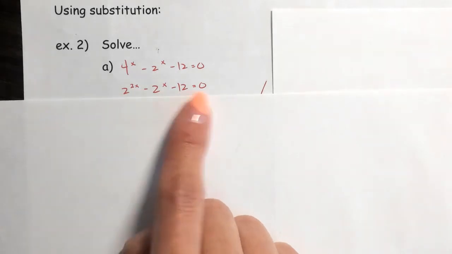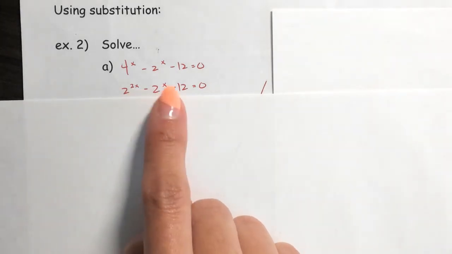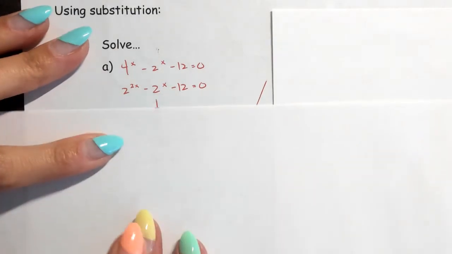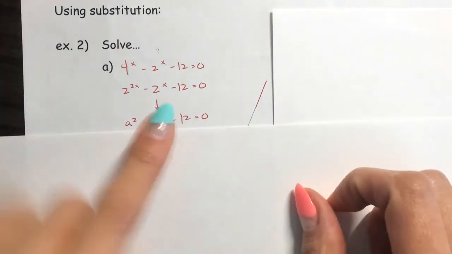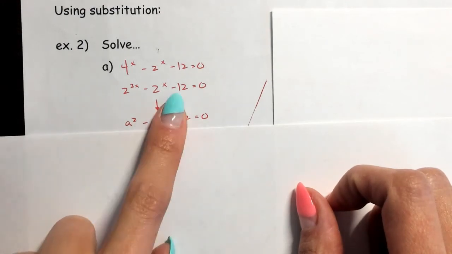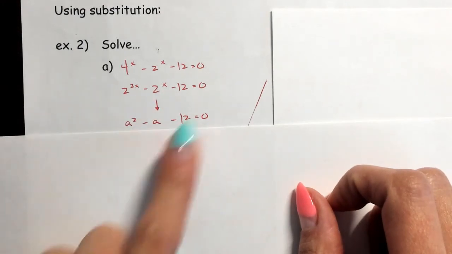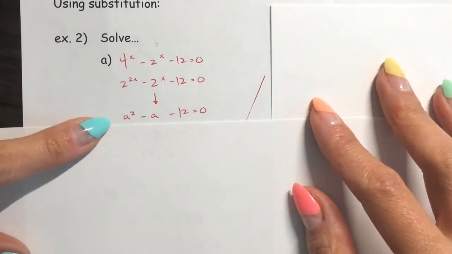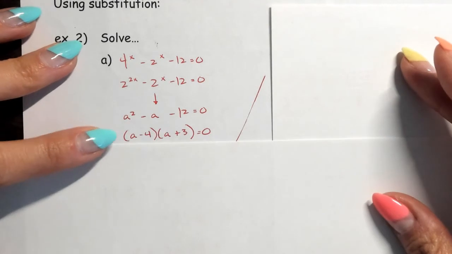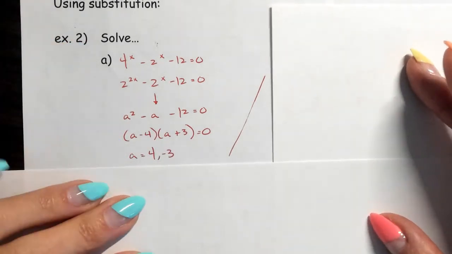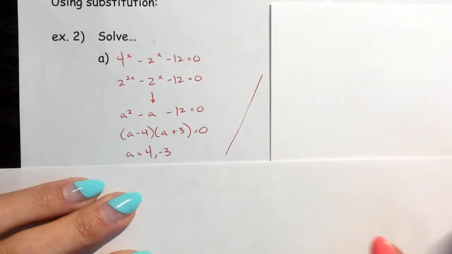Okay, notice this is something squared, and then this is just that something, and then we have a number over here. So using substitution is like, okay, let's replace this with a letter, and then this is going to be a squared, and then this is just your negative 12. Okay, this is factorable. In your head, you can factor this. So that one, when you factor, you get a equals 4 and negative 3. Is that your final answer? Are you solving for a? No, you're solving for x.